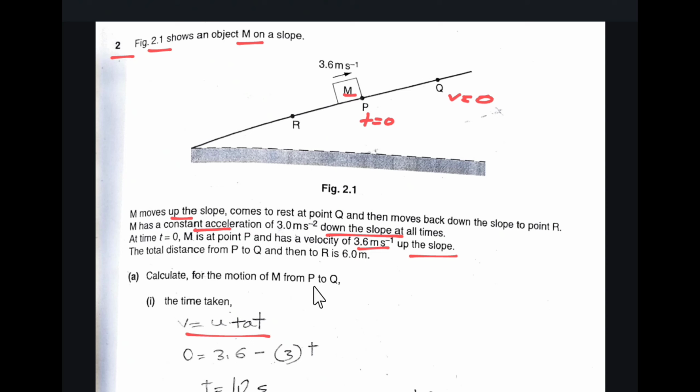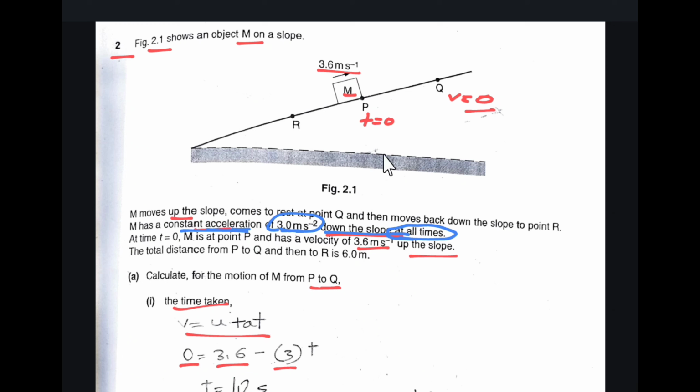So calculate for the motion of M from P to Q the time taken. As we know that the final velocity is 0 and we know the initial velocity, so v is equal to u plus at. We know final velocity, initial velocity and acceleration. The value of acceleration is not given directly, but as we know that M has a constant acceleration of 3 meter per second square down the slope at all times. At all times means that down the slope it has 3 meter per second square, and also up the slope it is 3 meter per second square, that means in respect to this slope the acceleration is 3 meter per second square.